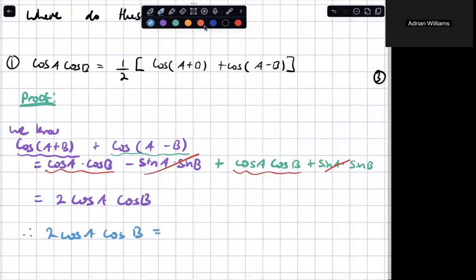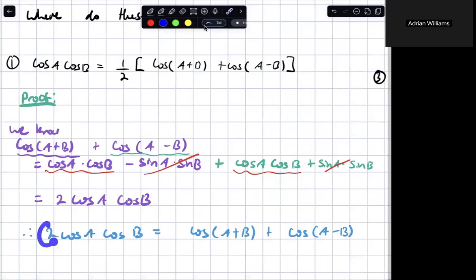That's essentially the result that we've just established using our sum and difference angle formula that we know and love, that we're familiar with. And now you'll notice what we want to end up with looking at our proof is we want the cos A and cos B to be by itself.